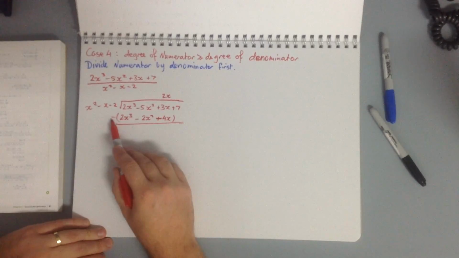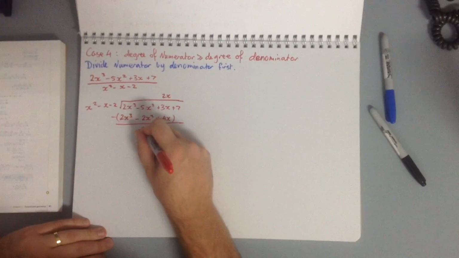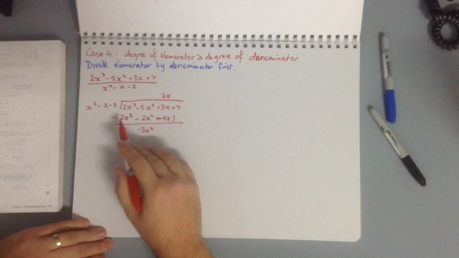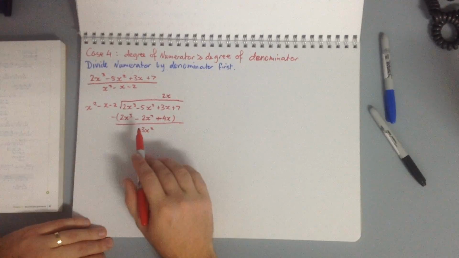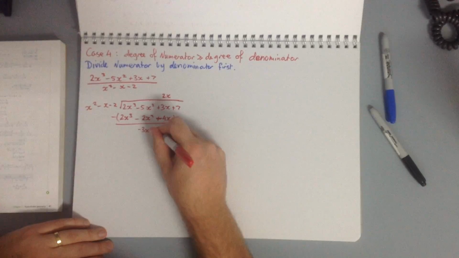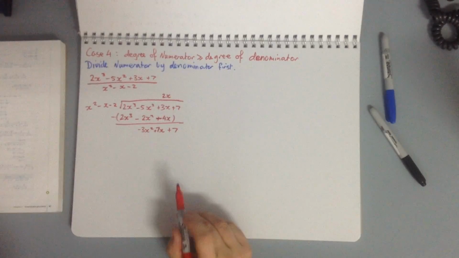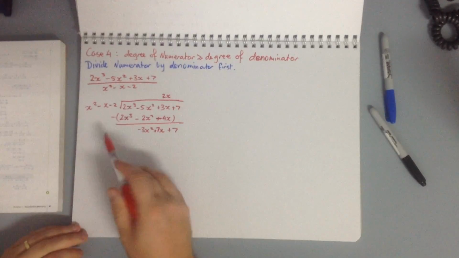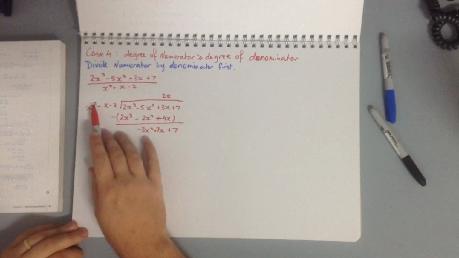negative 5x squared, take negative, so we're going to add on 2x squared will give us negative 3x squared. And we've got 3x, take negative, that was a negative, remember, that was my mistake, so we're going to be adding it on, so we'll get 7x, then bring down our 7 left over. And we go again, so you keep doing this process until this is a higher degree than this.